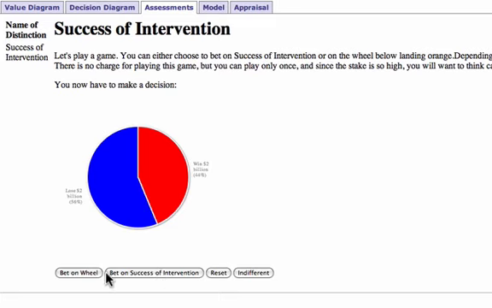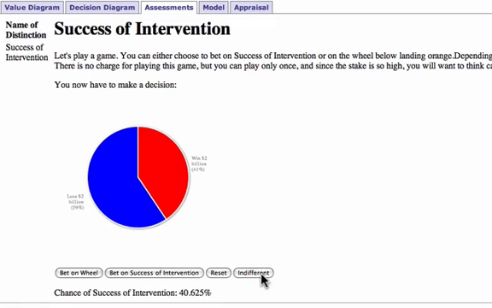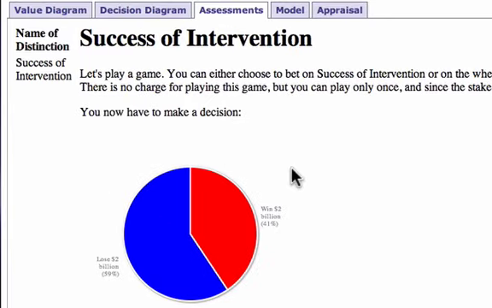What about now? Maybe I think I should bet on the wheel. Okay, what about now? I'm not sure anymore. I could go either way. Well, at this point, you press the indifferent button, and this tells us that what we really believe about the chance of success of our intervention is 40.6%.